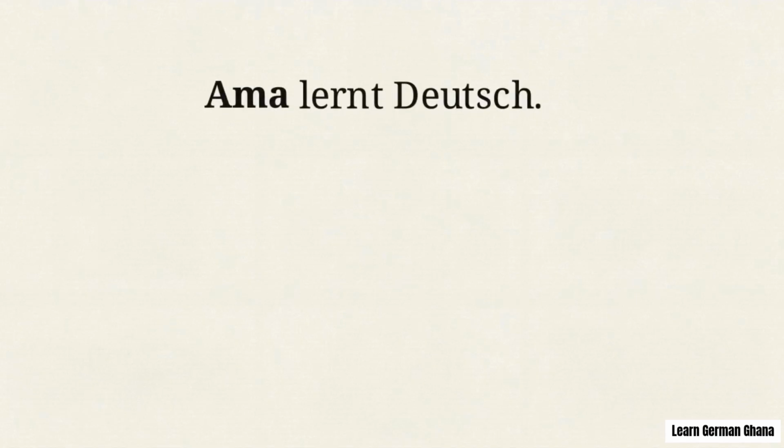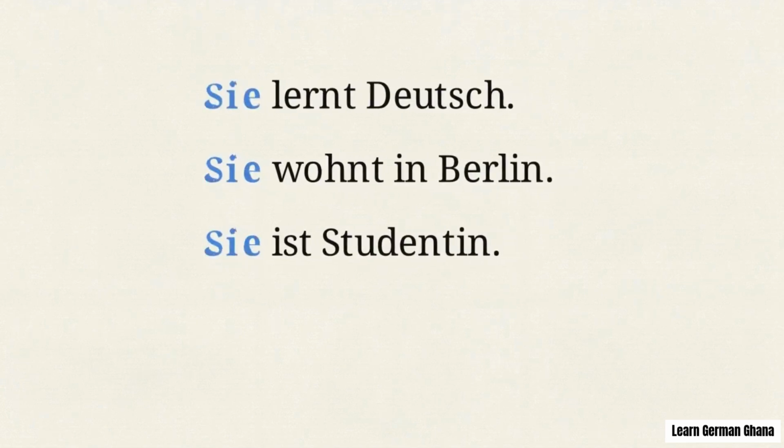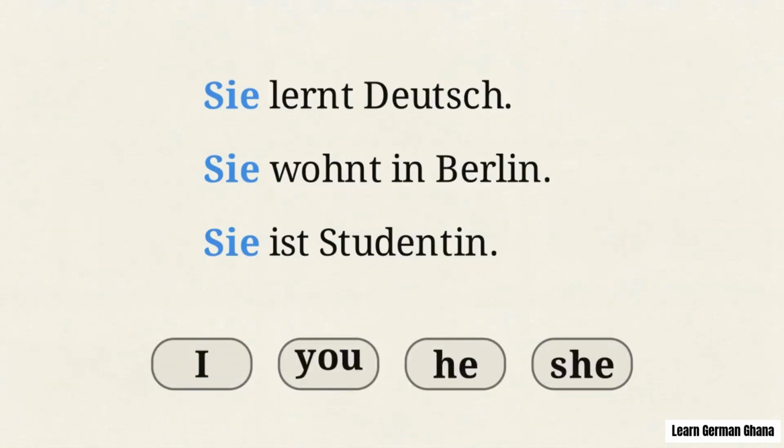Amma learns German. Amma lives in Berlin. Amma is a student. That repetition gets exhausting. We solve this with personal pronouns. Words like I, you, he, or she replace those nouns, keeping sentences efficient.